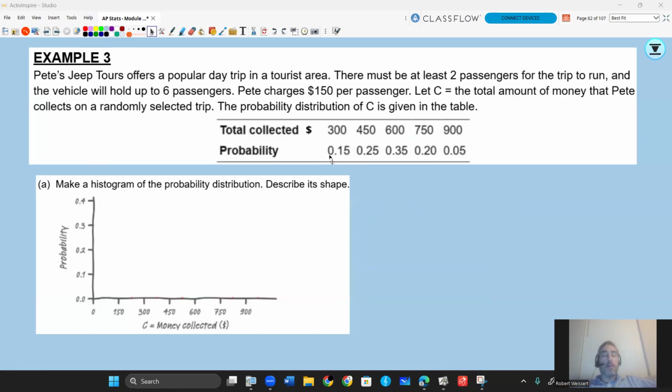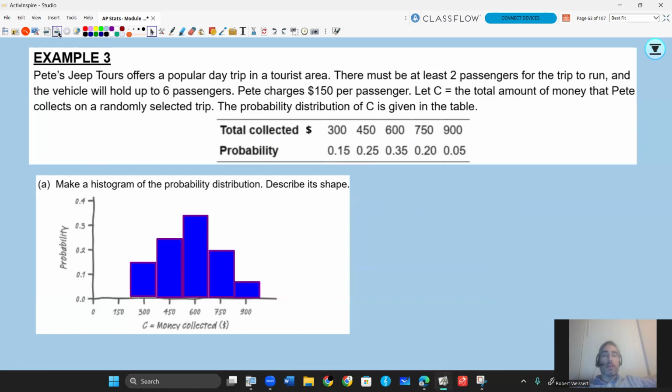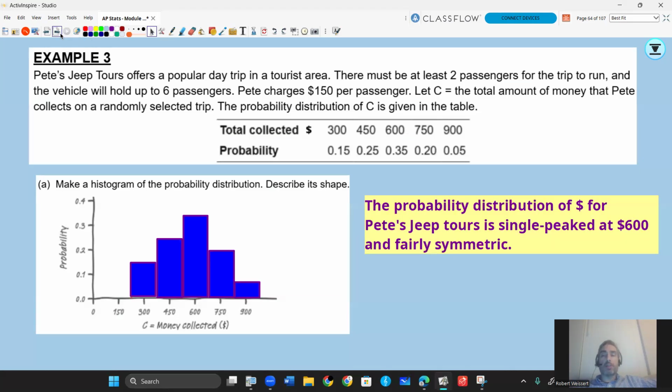We want to make a histogram of this and describe its shape. In this case, we already have the scale for it. We might draw something like that. You can see it's pretty symmetric. There might be a little bit more here than there, but I'm not going to say skewed in this case. I'm going to say the probability distribution of the money for Pete's Jeep Tours is single peaked at $600 and fairly symmetric, or roughly symmetric.